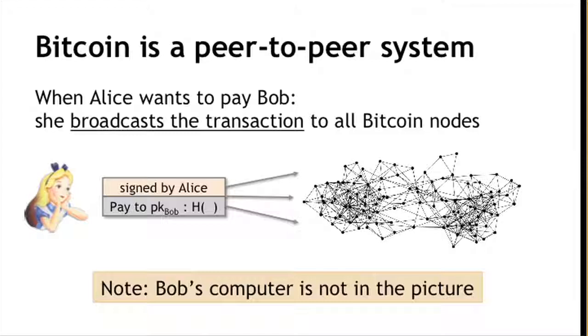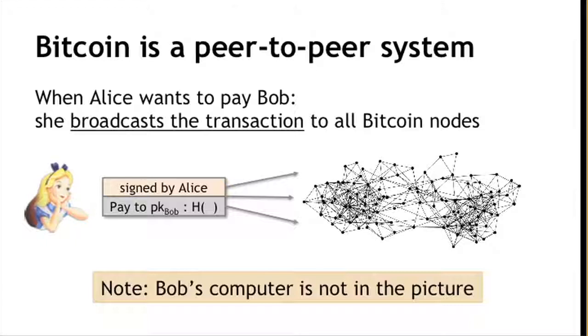This is similar to Goofy coin that we saw in the first lecture. A transaction is going to have Alice's signature, which the other nodes need in order to know that it really in fact came from Alice. It's going to have Bob's public key, which also acts as his address at which he wants to receive Bitcoins. And further, it contains a hash.